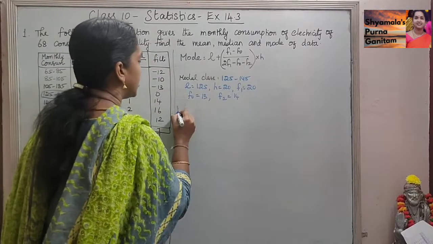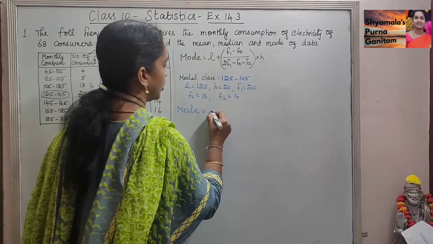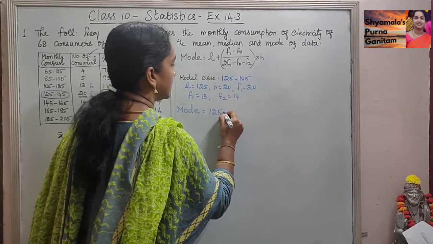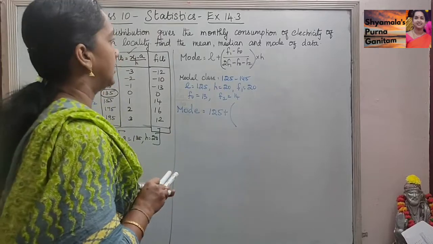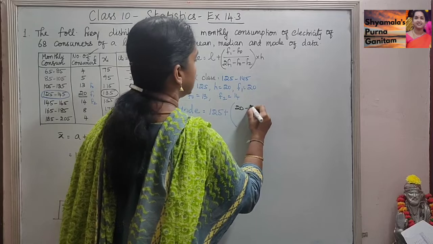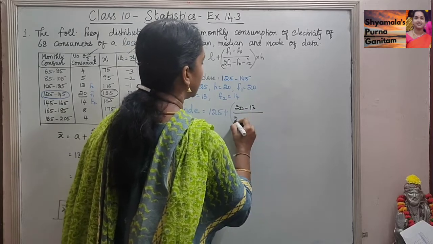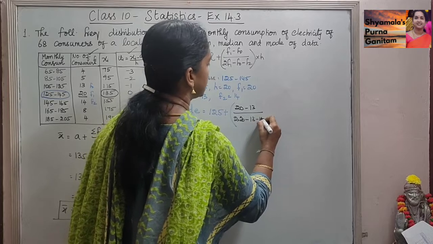So now we will substitute it in the formula. So mode is equal to L, the lower limit, 125 plus F1 minus F0. So F1 is 20 minus 13 divided by 2 into 20 minus 13 minus 14.